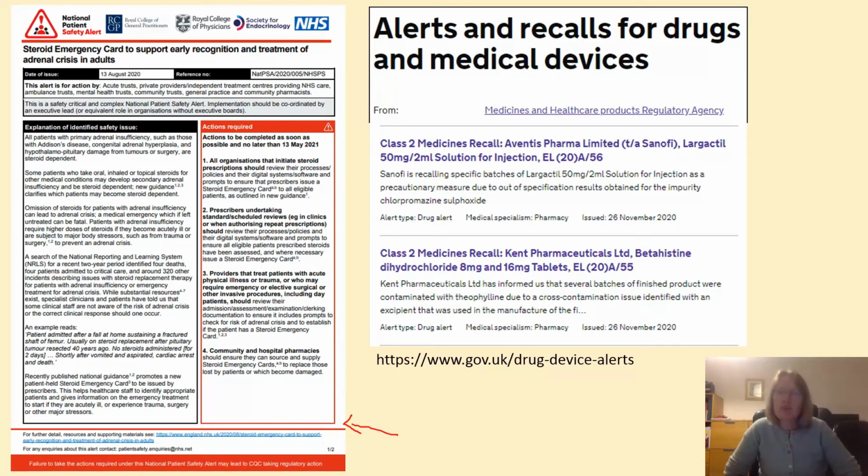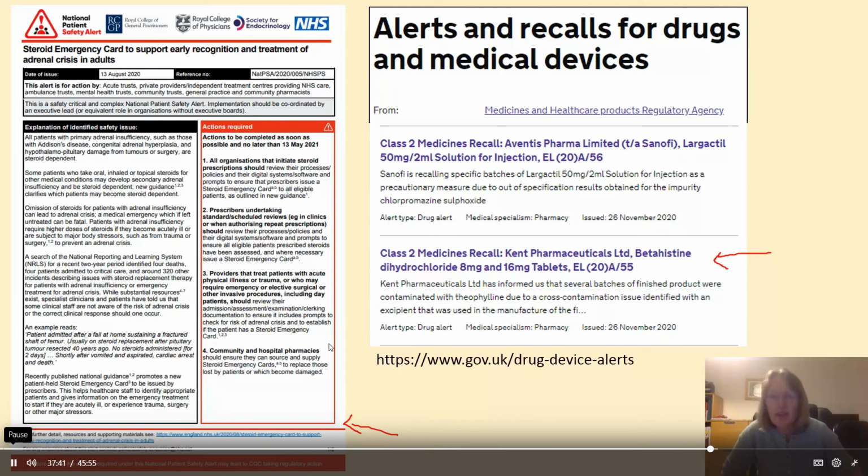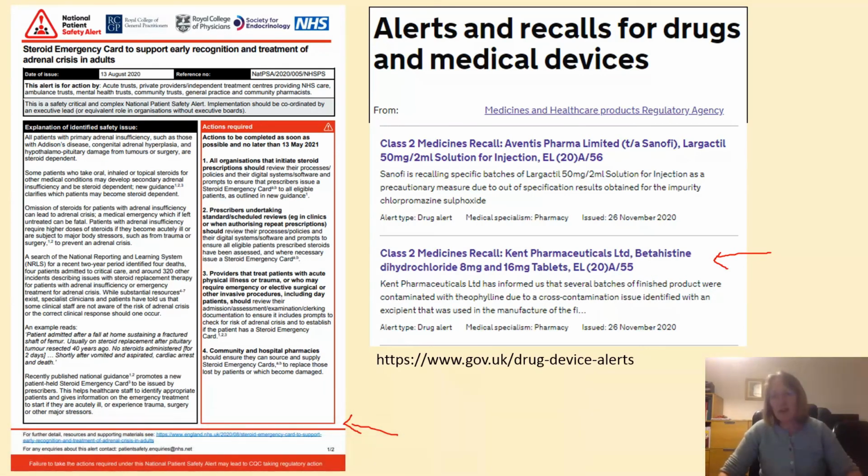And so there's something wrong with the medicines. If you look at this one at the bottom here, the betahistine one, it says here that several batches of finished product were contaminated with theophylline due to a cross-contamination issue identified with an excipient. So obviously they want those tablets to be recalled, and pharmacies have to quarantine those tablets straight away if they've got them on their shelf, and send them back to their wholesaler and get them out of the system basically.